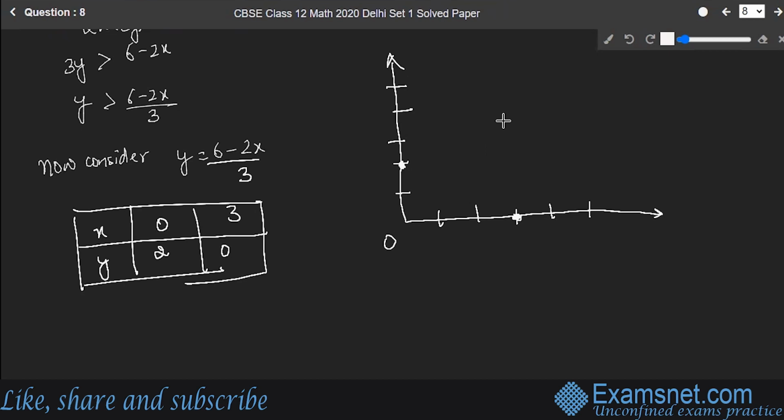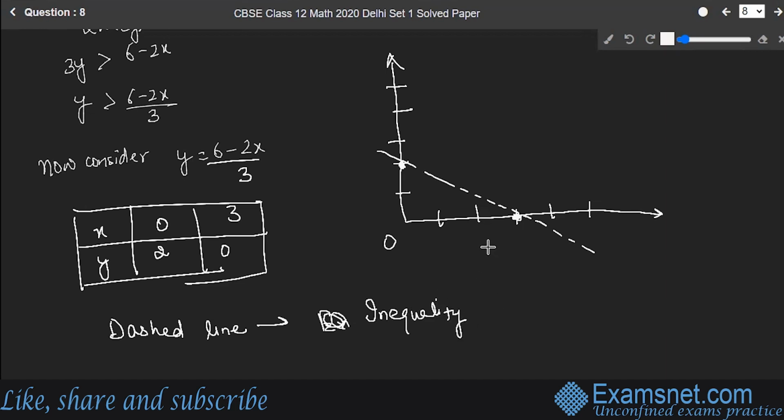So I'll make the dotted line over here. Why? Because we don't have the equality sign, right? We have the inequality sign. So that is why we have used the dashed line. Dashed line represents inequality.